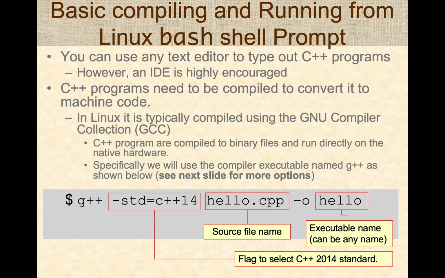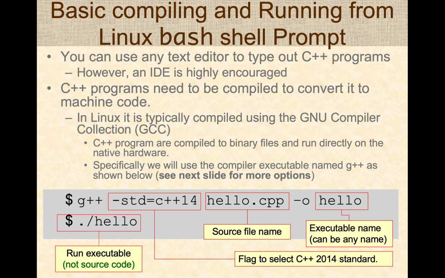Once your program compiles successfully, you can run the executable file by typing ./hello. Keep in mind, you should be running executables and not the source code, because the source code cannot be run. Instead, you should compile it, generate the executable, and then run the executable.